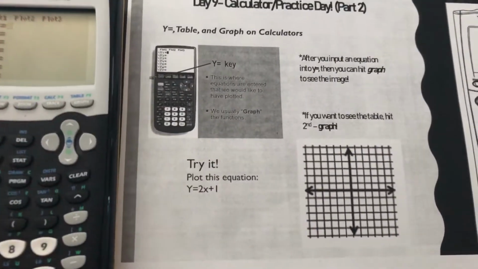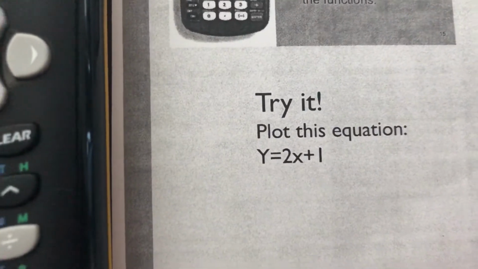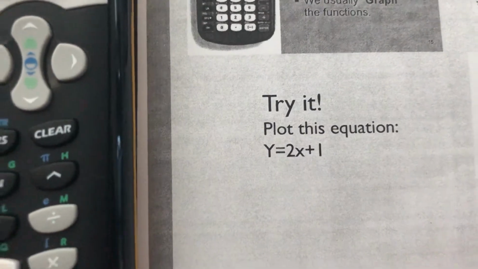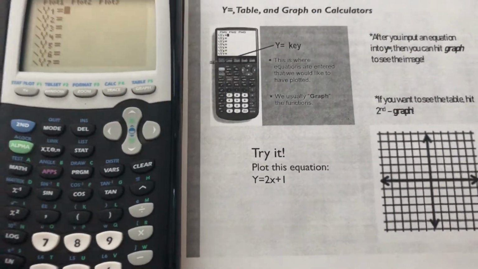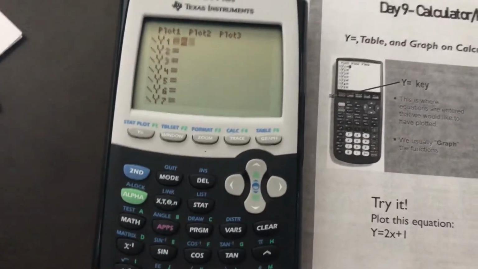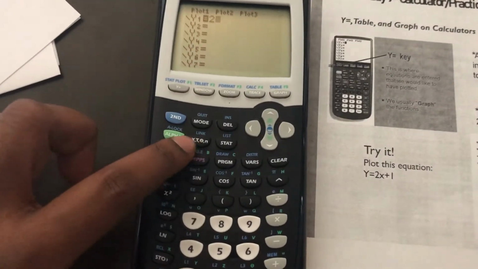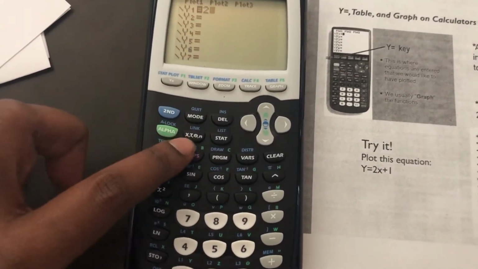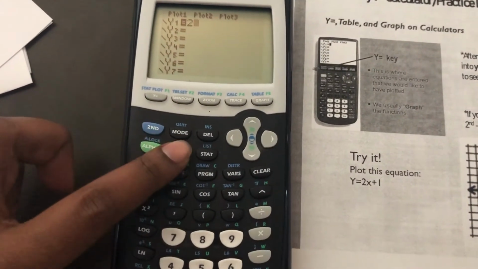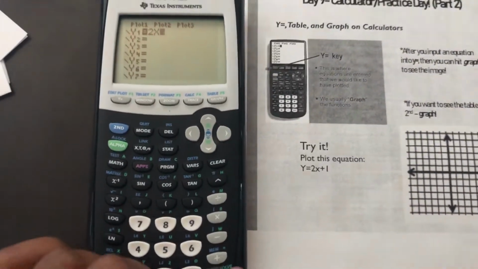If they do give you something like this, where they ask you to plot that or see what it looks like, out of multiple choice questions, anything like that, then you would literally just type it in as you see it. So 2x plus 1. I typed 2 for that, and then x is right here, where it says X, theta, n. You'll press that just one time, and then plus 1.